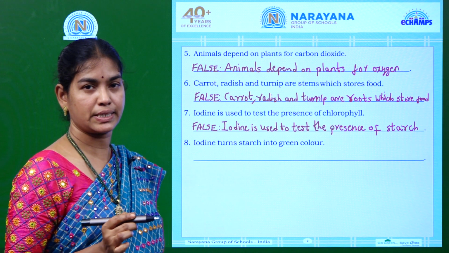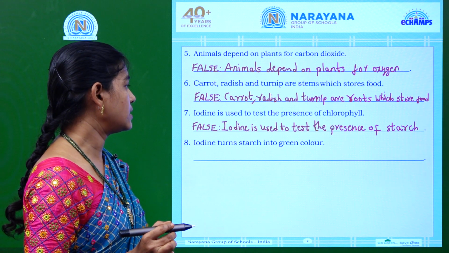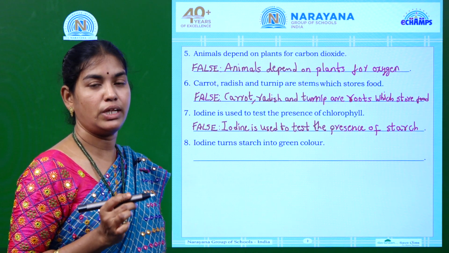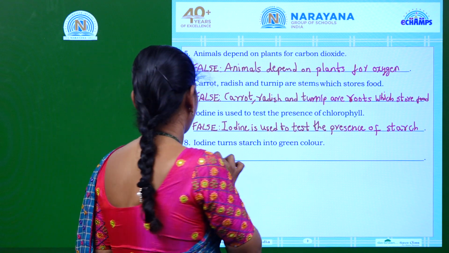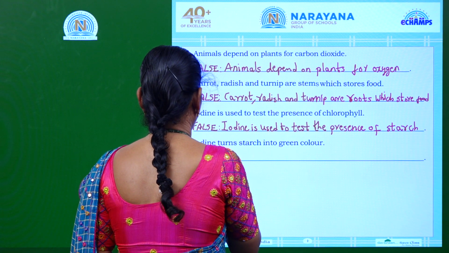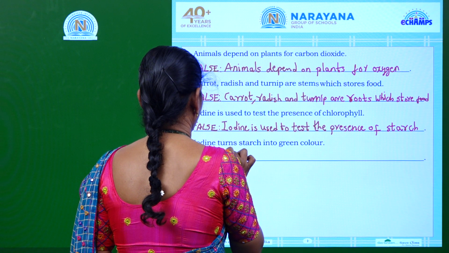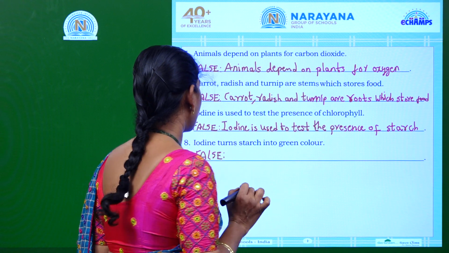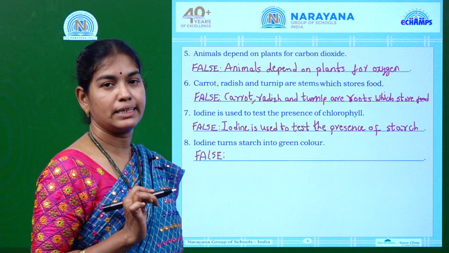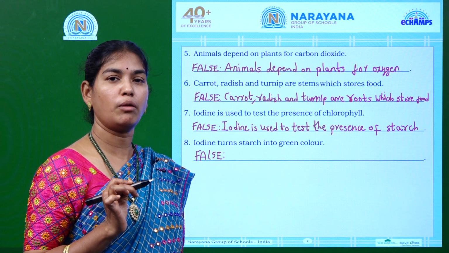Now coming to the next statement: iodine turns starch into green color. This is a false statement. The correct statement is: iodine turns starch into dark blue or black color.